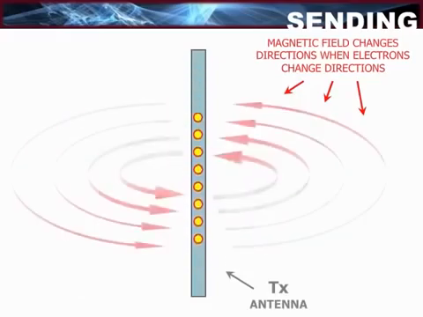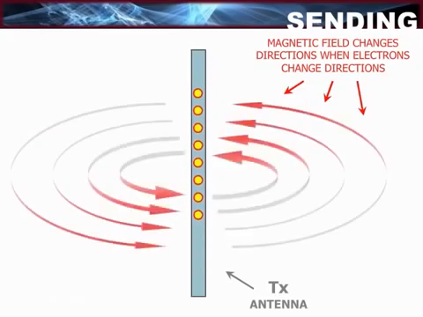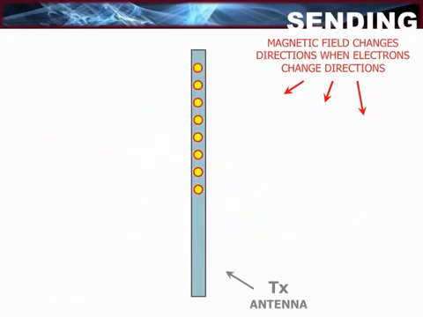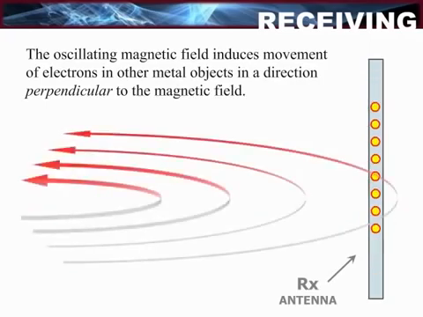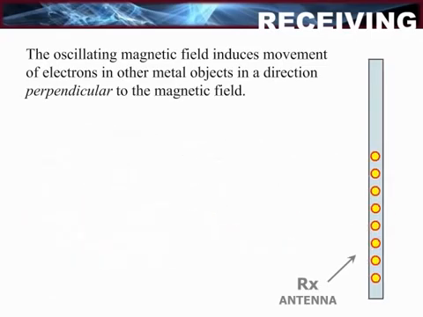Here we have a visual interpretation of what was stated on the previous slide. We can see, as the electrons move up and down, the magnetic field around the wire changes directions from clockwise to counterclockwise. The oscillating magnetic field induces movement of electrons in other metal objects in a direction perpendicular to the magnetic field. What is going on here is that this oscillating magnetic field produces a corresponding perpendicular electric field.